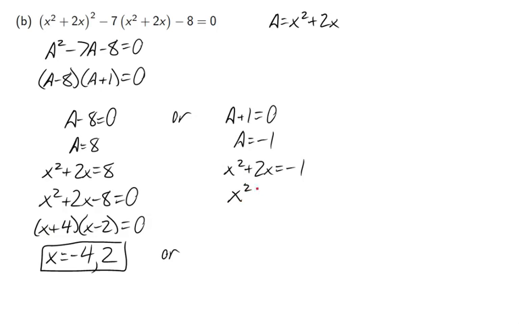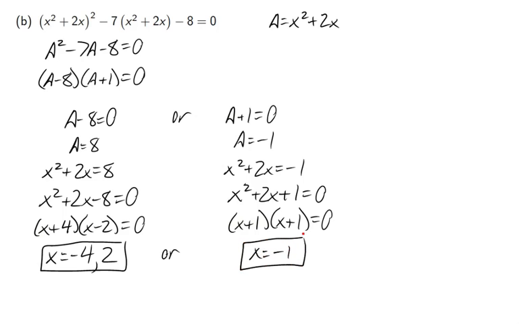If I add 1 to both sides in this problem, this one factors to be x plus 1 times x plus 1. So I really just get one solution out of this one. If x plus 1 were 0, then x would be negative 1. And so those are the 3 solutions to this equation. Technically 4, because this one showed up twice, but that's not something we pay attention to in this course.